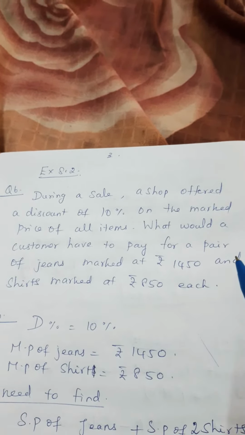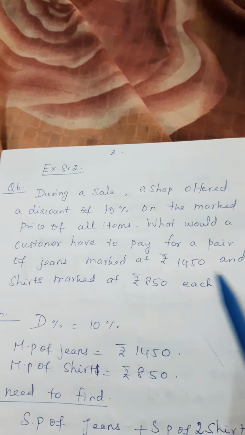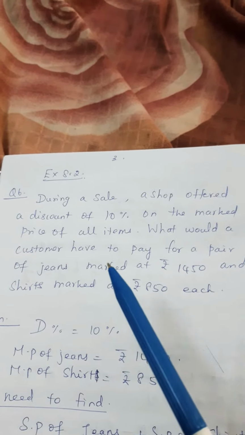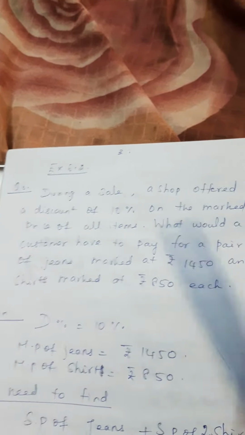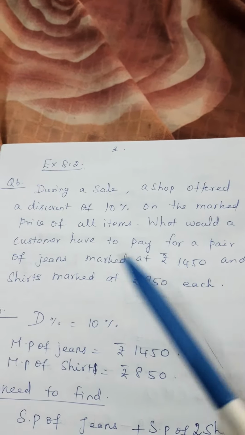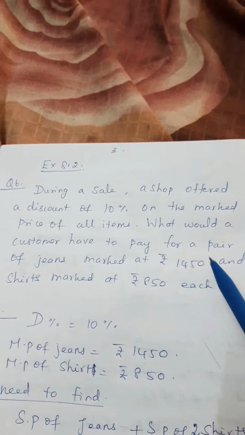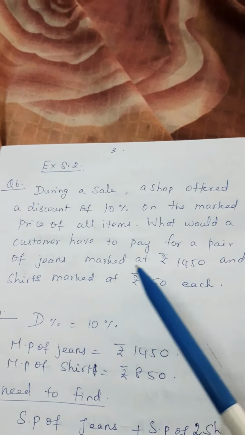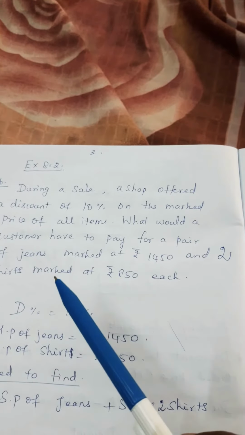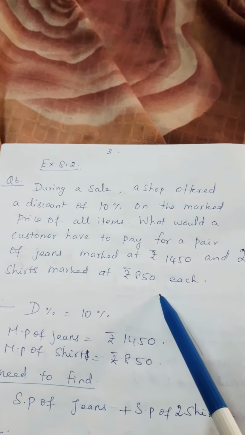During a sale, a shop offered a discount of 10% on the marked price of all items. Whatever items you buy, 10% discount. What would the customer have to pay for a pair of jeans marked at rupees 1450 and 2 shirts the customer has to buy? Each one is rupees 850.